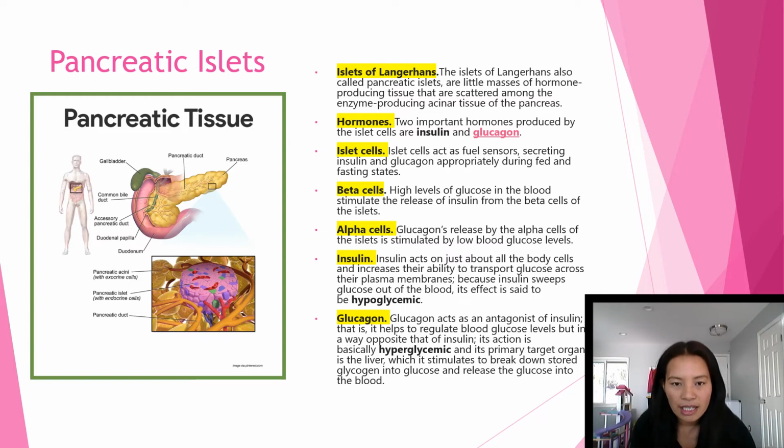We also have beta cells. High levels of glucose in the blood stimulate the release of insulin from the beta cells of the islets.